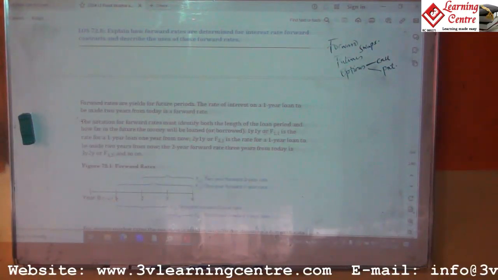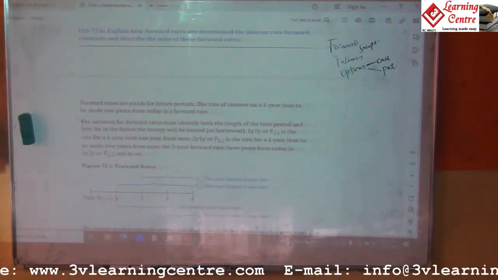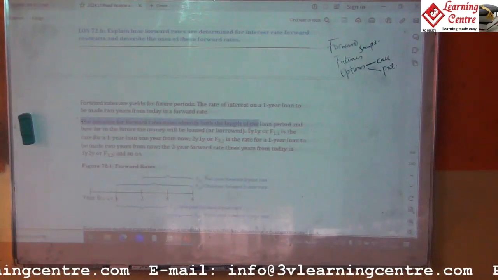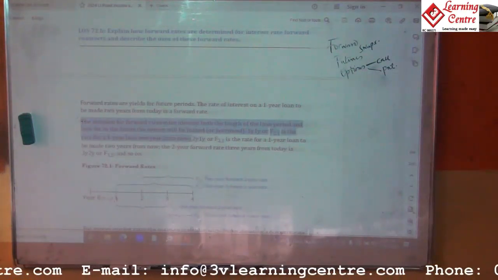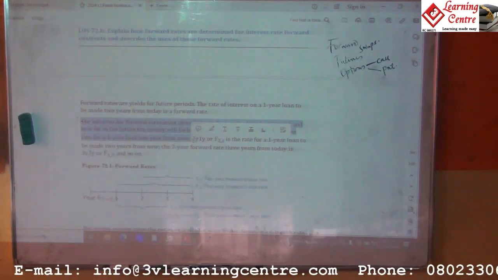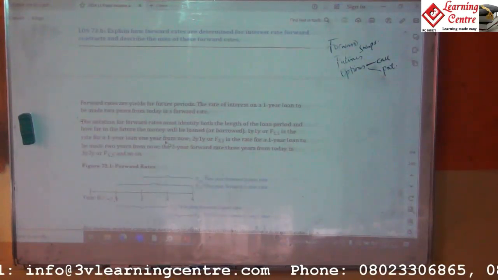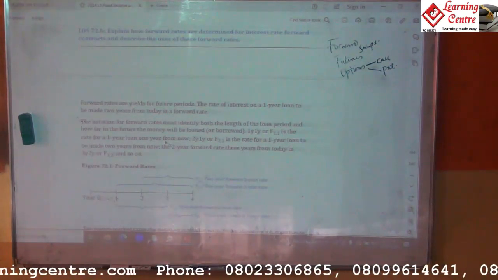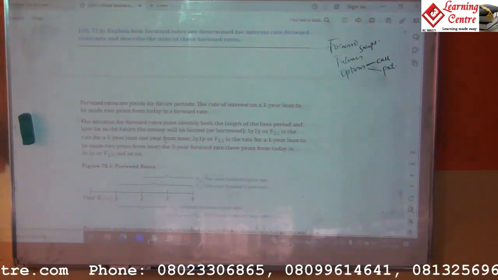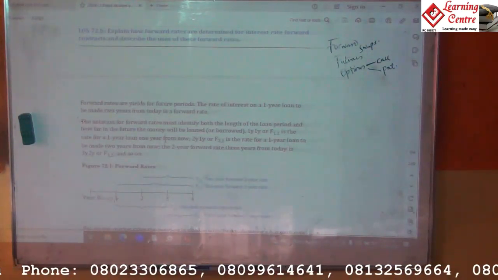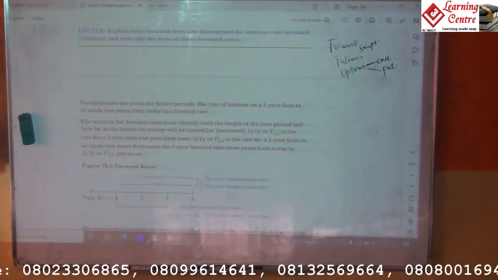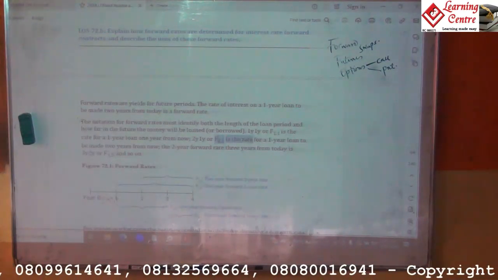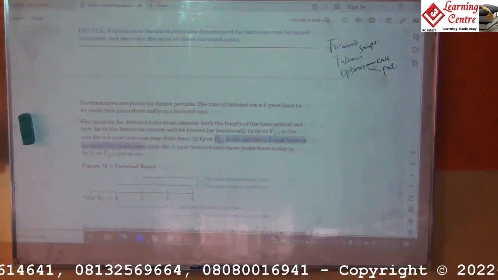So we said the notation for the forward rate must identify both the length of the loan and how far in the future the money will be loaned. So it's possible that you are here today, but the transaction is going to start 1 year from now and it's going to last for 2 years. So this forward rate has to be able to capture that, so that anybody that sees this notation will know, okay, yes, this is what it means. Right? So an example is, for F21, this is a 1 year loan to be made 2 years from now.